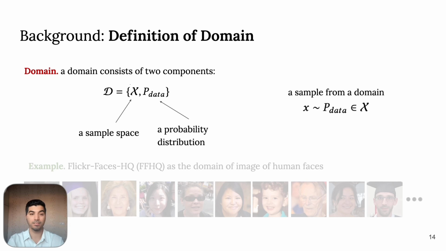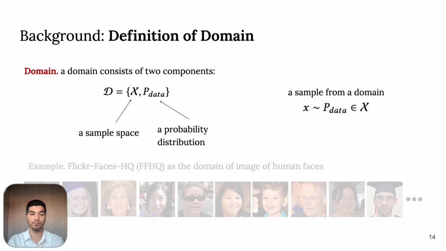A domain consists of two components. First, we have a sample space. This is inspired by statistics. A sample space is the set of all possible outcomes of an event. And alongside that, we have the data distribution. So these samples follow this data distribution denoted by p data.